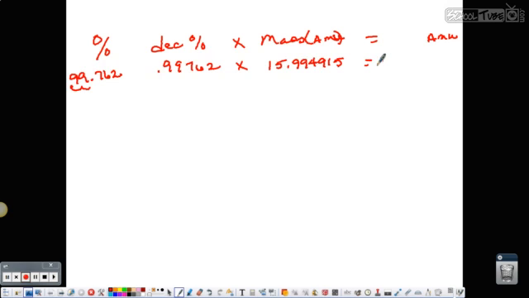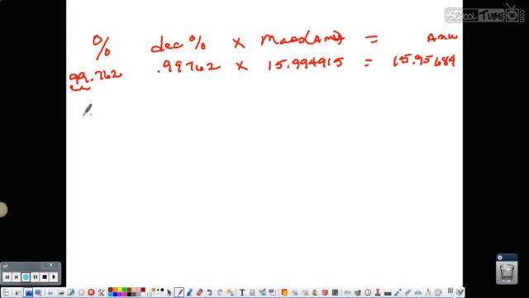Now, I'm not going to carry it all the way out, and because I'm not carrying it all the way out, I may end up with a slightly different answer than what's in the book, but it will be close enough. So I'm going to say 15. When I multiply those two numbers, I get 15.95684.